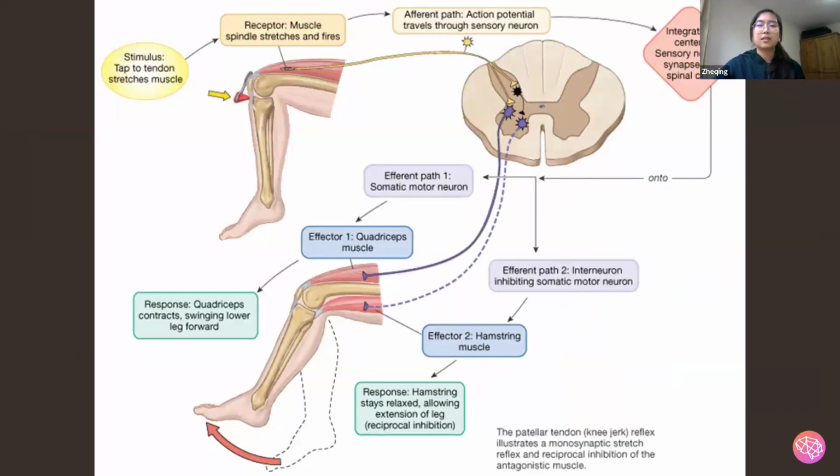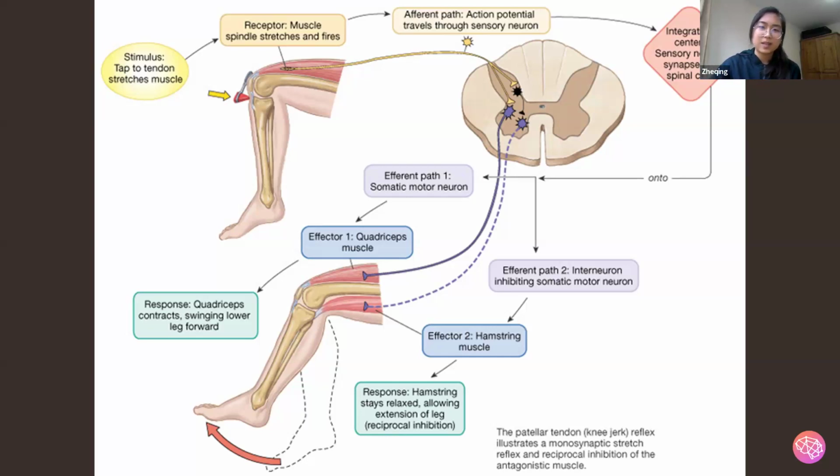And when you put it into a specific example, one of the most common examples that you learn about is the patella tendon reflex. So the stimulus is when you tap the tendon with a tendon hammer, and then the receptors are the muscle spindles within the muscle, which sense the stretch, and then there's an afferent pathway, which is the sensory neuron, and you have the integrating center in the spinal cord. Because it's a reflex, it doesn't go to the brain, and then the efferent pathway.